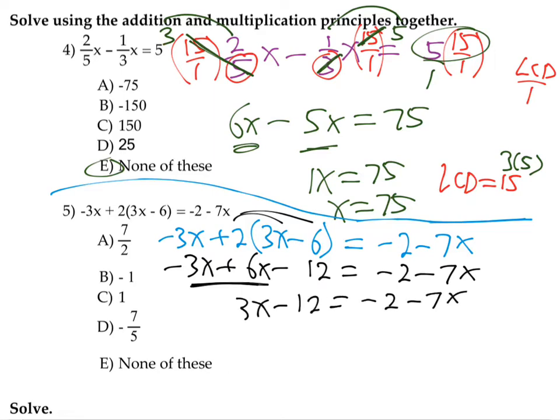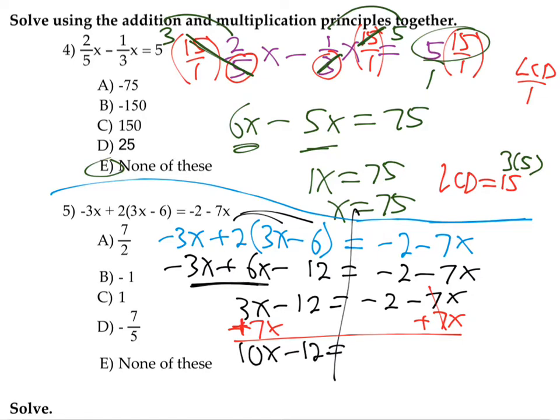Good. Okay, now we have x on opposite sides. What do we do when we have x on opposite sides? Get rid of one of them, bring them all to one side. So I'm going to do the opposite. I'll add 7x to both sides like that. And so that gives us what? 10x minus 12 is what? Minus 2.